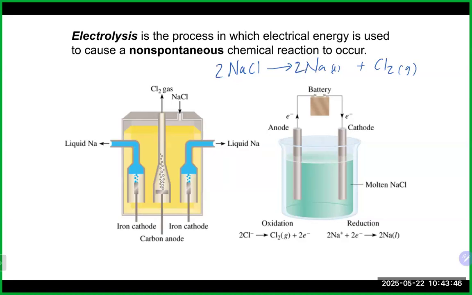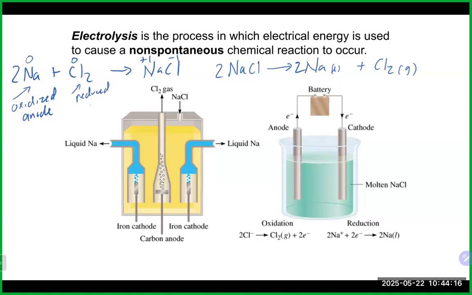Now, when we do this, it is actually a different process happening than what you might think. What I mean by that is if we were to go in the direction of making sodium chloride, we have the sodium going from 0 to +1 and the chlorine going from 0 to -1. In this case, the sodium is being oxidized and it would be our anode. And this guy is getting reduced, which would be our cathode.